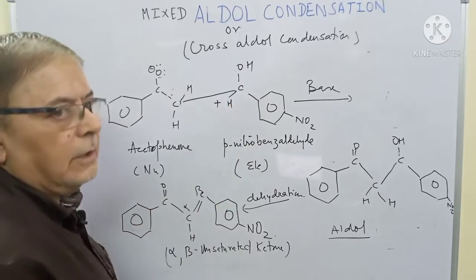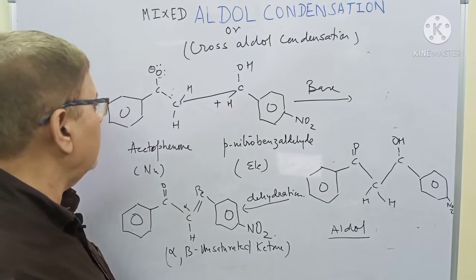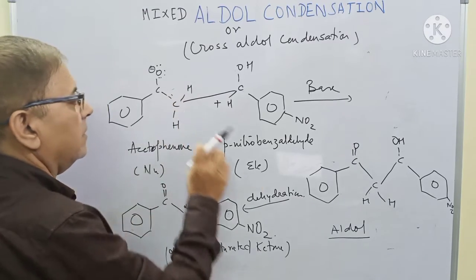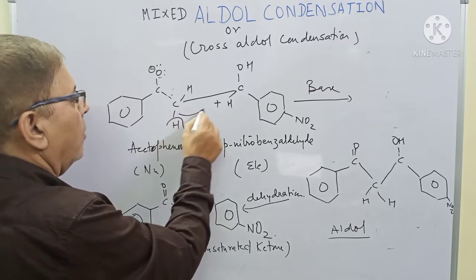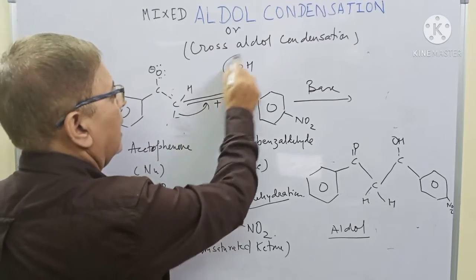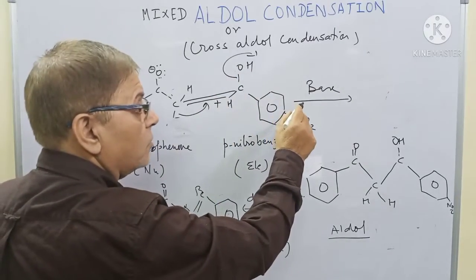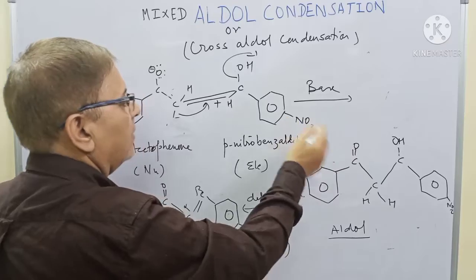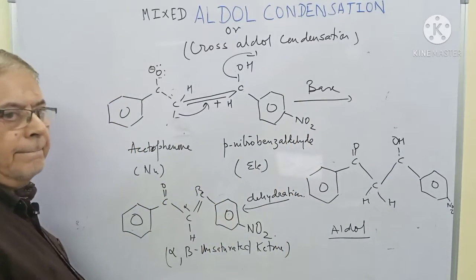This is your aldol. Next step is dehydration, which is again very simple. Look here, we are repeating it. Base will abstract this hydrogen, bond will shift over here, so you will have a double bond over here, and this OH will be expelled, taken by the H of the conjugate acid and form a water molecule. So we'll have this compound.